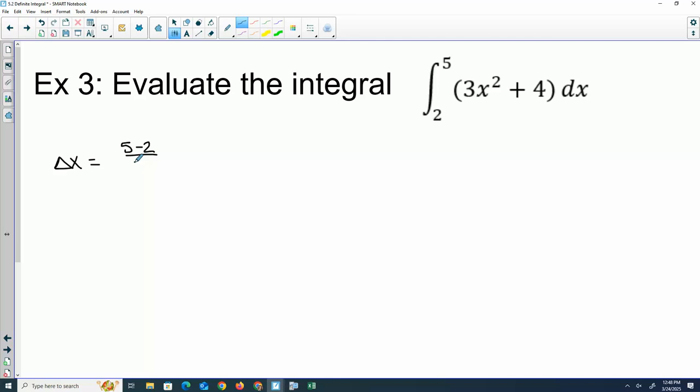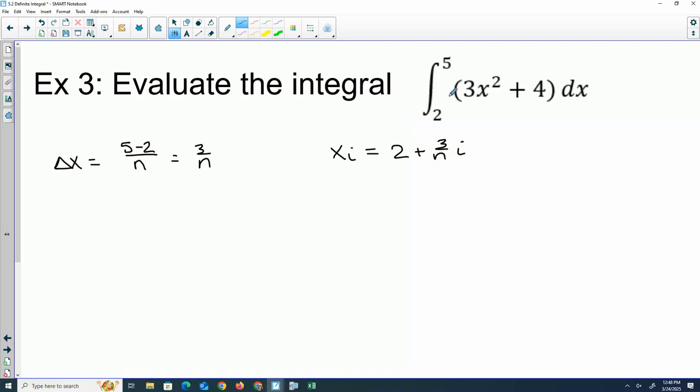Yeah, top minus bottom over n, so 3 over n. Okay, how do I get x sub i? Take your lower limit plus change in x times i. Because we're starting at 2 and we're adding multiples of 3 over n.